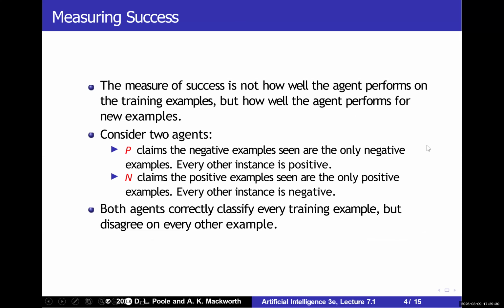One of the most important ideas in machine learning is that success is not measured on the training data. Instead, success is measured by how well the model performs on new examples that it has never seen before. The slide gives an example with two hypothetical agents. Both agents perfectly classify all of the training examples, but they make completely different predictions about new cases. This illustrates a key point. Simply memorizing the training data does not mean the model has learned the true pattern behind the data.